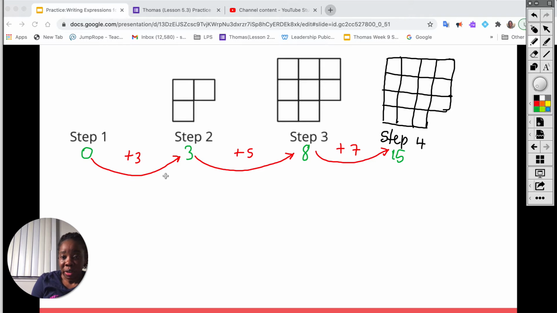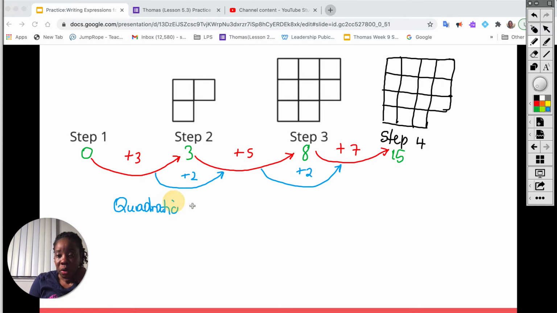So what do we notice? From 3 to 5, that's a plus 2. From 5 to 7, that's a plus 2. So we can say that this is showing quadratic growth. And what we know about quadratic growth is that we see squares increasing.